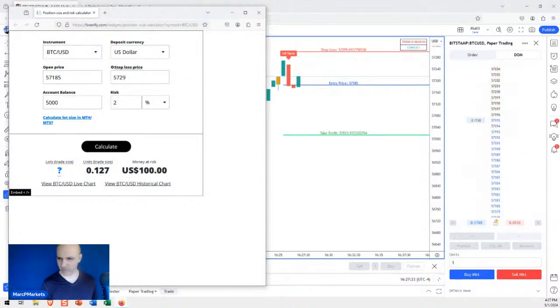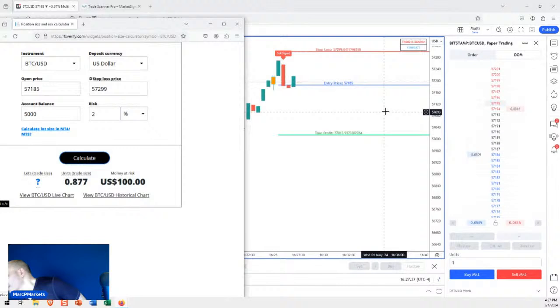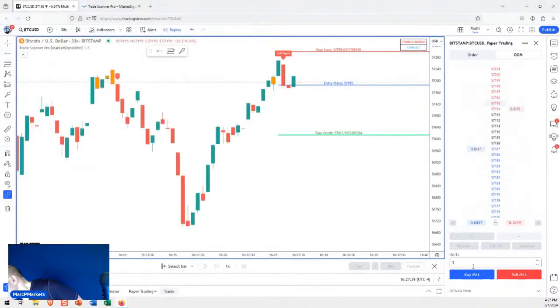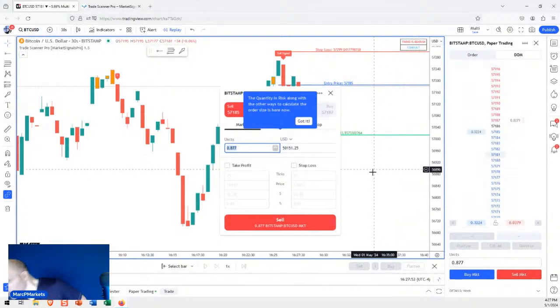57,299. Okay, on my $5,000 account, I'm risking 2%. Calculate. So 0.877 Bitcoin, and I'm risking $100. Okay. So on here, can I do that? 0.877. I don't know if it'll let me do that on here. 0.877 units. I think it will.